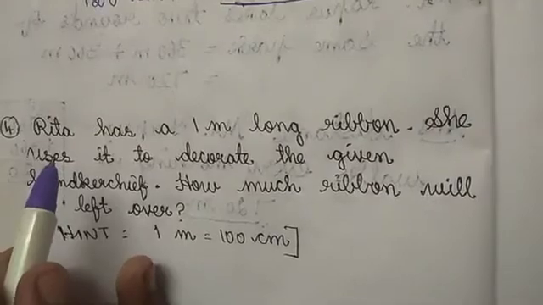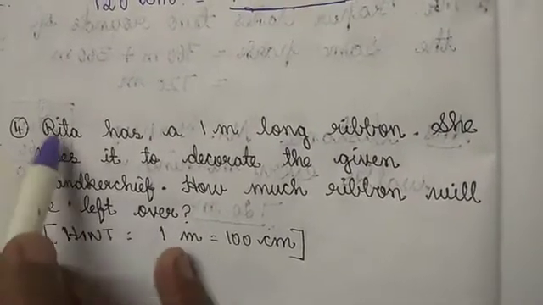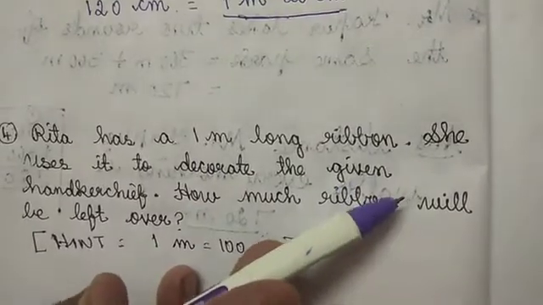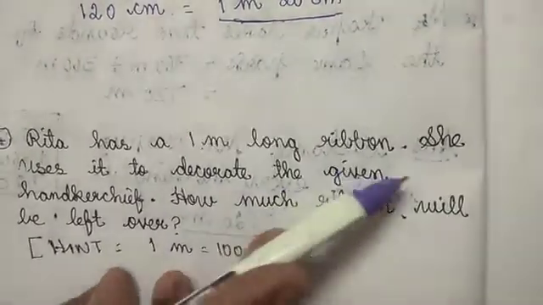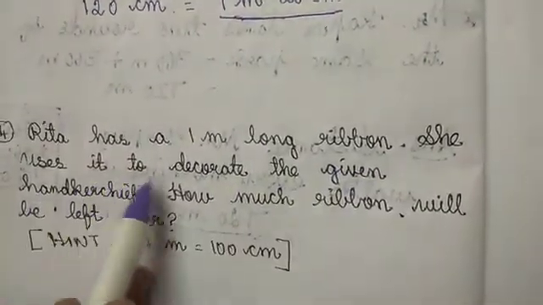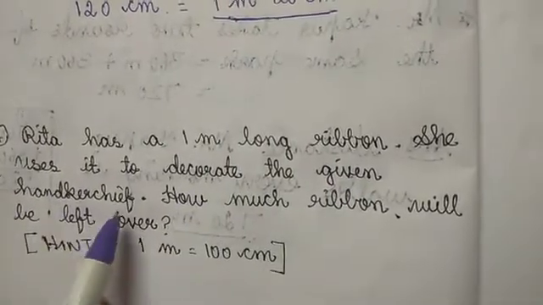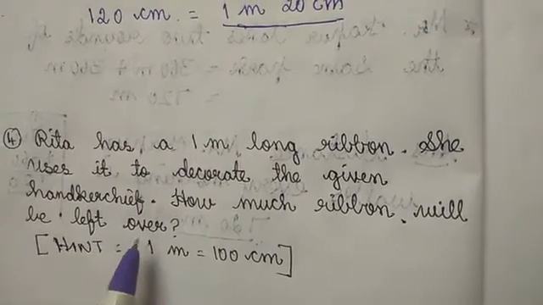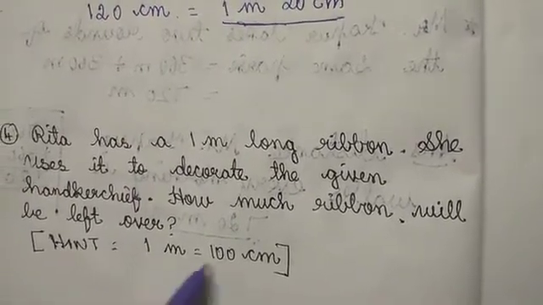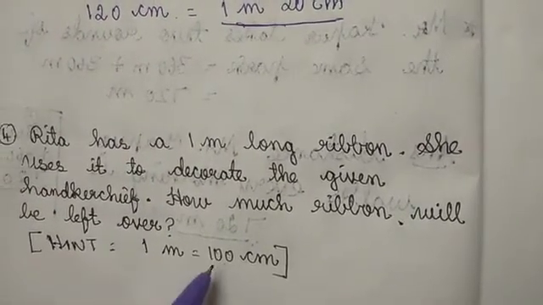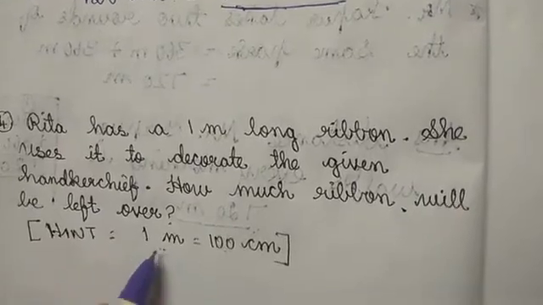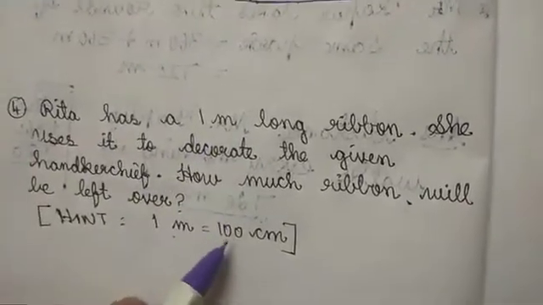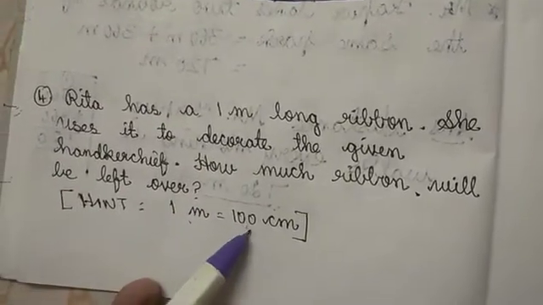Only 4 word problems I have given. Okay, children? Rita has 1 meter long ribbon. She uses it to decorate the given handkerchief. How much ribbon will be left over? So you have to write 1 meter is equal to 100 centimeter. You have to convert. You have to use this. Okay, here 1 meter long ribbon is there, no? So we have to write it as 100 centimeter.